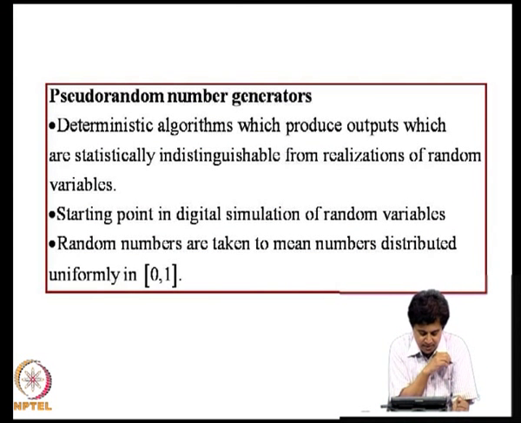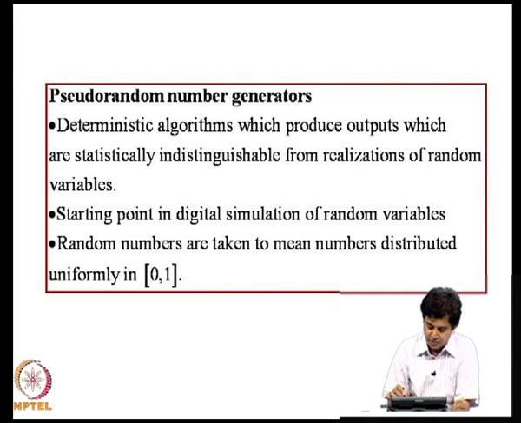The starting point for this discussion are what are known as pseudo-random generators. These are deterministic algorithms which produce outputs which are statistically indistinguishable from realizations of random variables. These random variables are typically taken to be uniformly distributed between 0 and 1. So, pseudo-random number refers to random numbers which are uniformly distributed between 0 and 1. So, this is a starting point in digital simulation of random variables. Random numbers are taken to mean numbers which are distributed uniformly in 0 to 1.